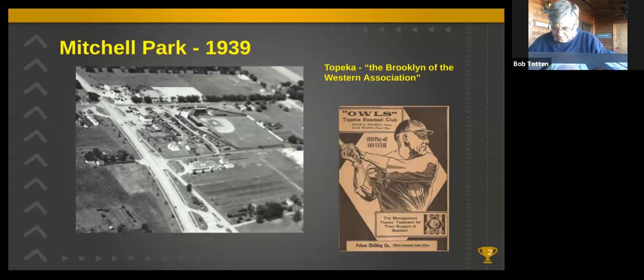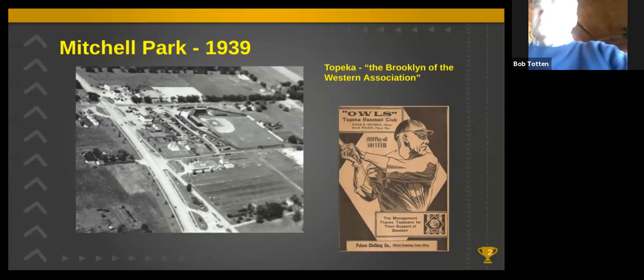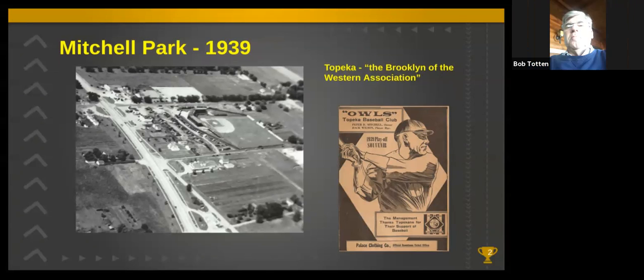Topeka had a baseball tradition that dated back to the 1880s, but they'd been out of baseball for 5 years, since 1934, when the Topeka Senators played in the Western League. Their games were played at the fairgrounds, which is now the Kansas Expo Center grounds. That was an unsuitable location to watch a ball game.